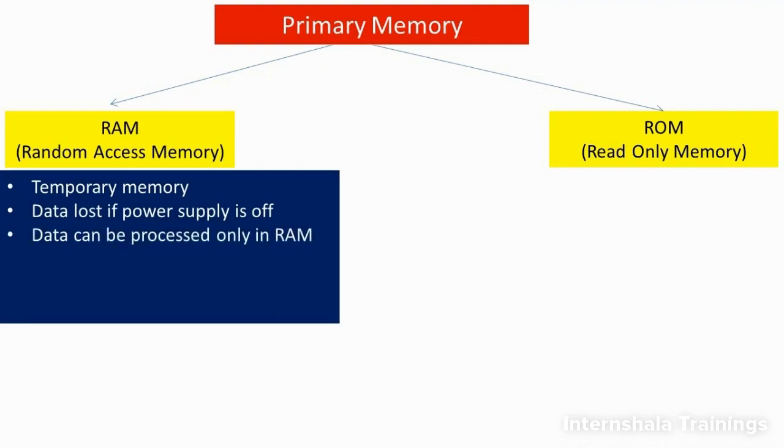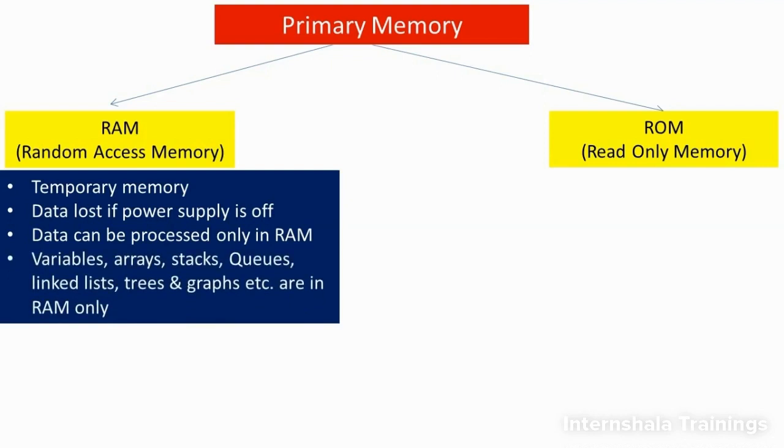Data can be processed only in RAM. This is a very important point. When we are working in a computer system and processing takes place, you cannot expect the processing of the data without the data being resident in the RAM. So first data is put into the RAM, only then it can be processed.